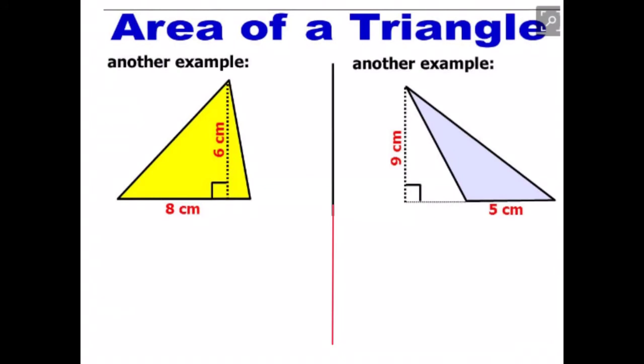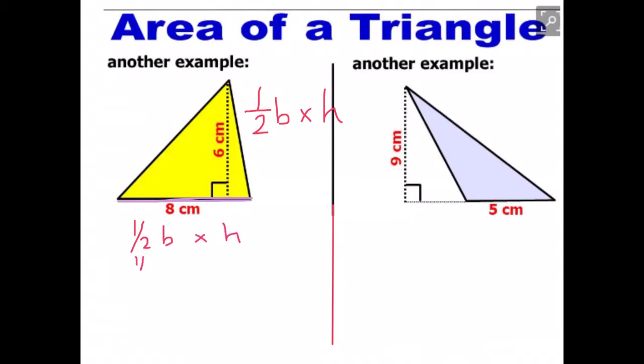It's important to remember our equation to find the area of a triangle. Remember, it is half the base multiplied by the height of the triangle. If we look at our yellow triangle first, we can see that the base running along the bottom of the triangle is 8 centimeters in length. So, half the base times the height.